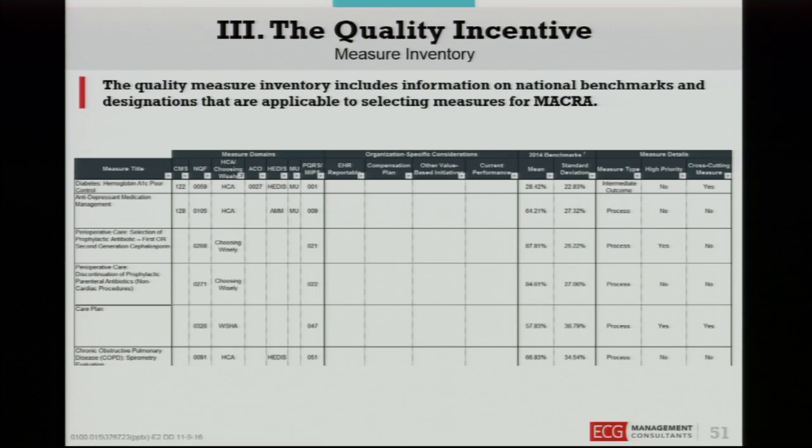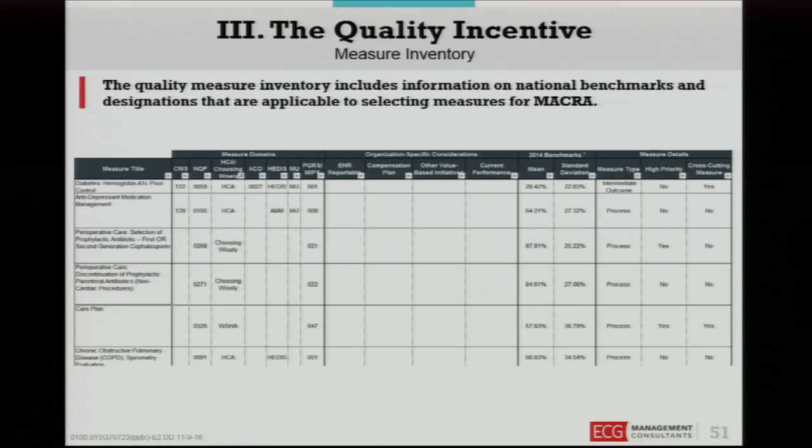And so one of the tools that I'll be sending you is the measure inventory. This is almost 400 measures that apply to MACRA, as well as a bunch of other programs, including Choosing Wisely and the regulatory things that you have to be reporting here in Washington. It gives you notations about what these measures are being used in, areas where you can start notating for your organization what's reportable, what's in your current compensation plan if you have incentives, and what's your current performance compared to the benchmarks included there.